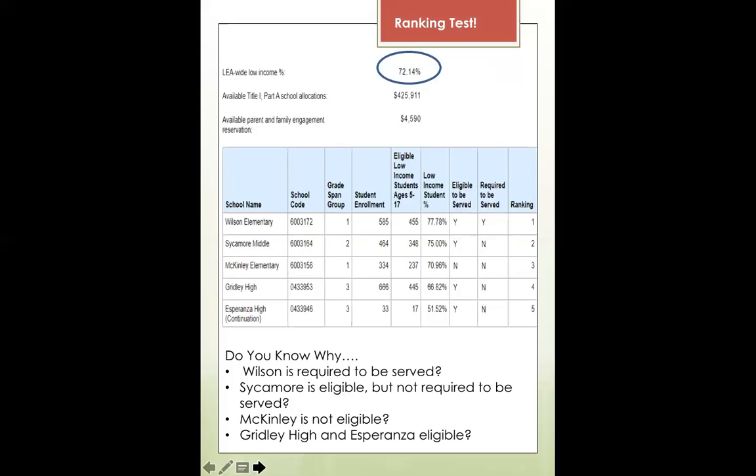And the two Gridley and Esperanza high schools are both marked as eligible, even though they're below the district average. That's because of the exception for high schools: you can fund high schools and put them above others at 50%. So that's kind of a 1, 2, 3 on our ranking test.